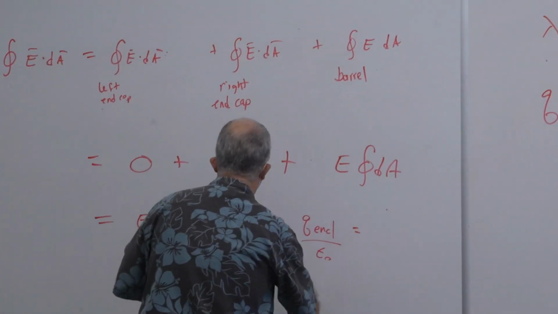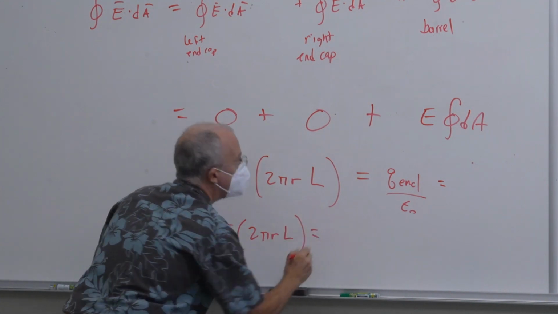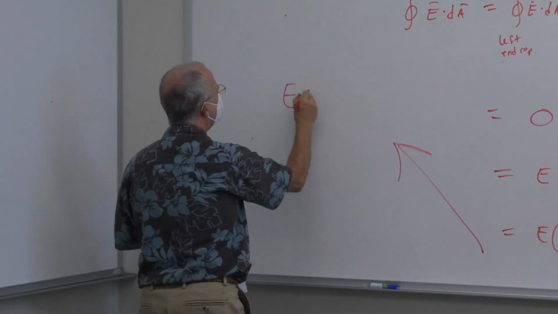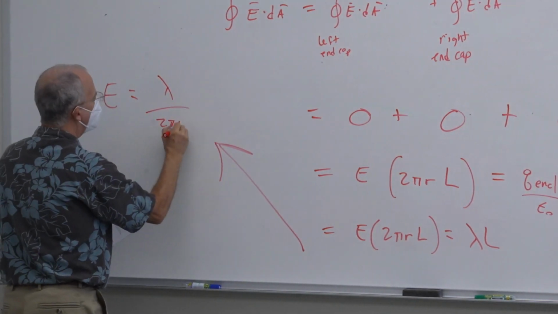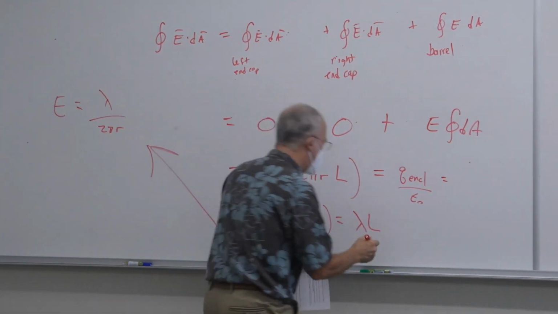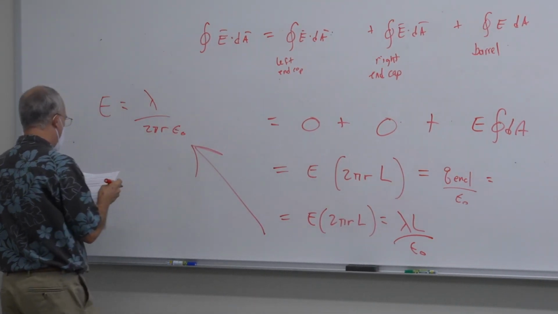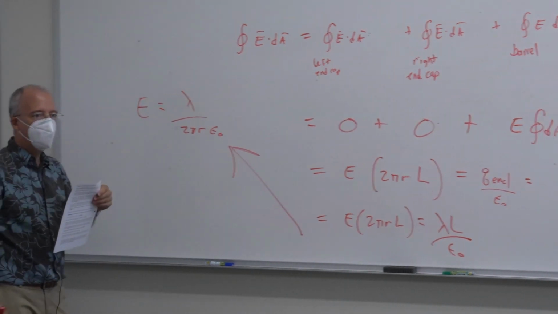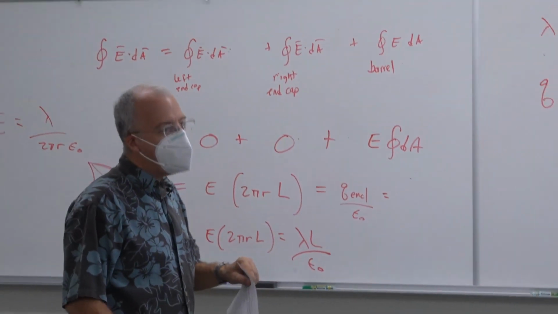So now we have E times 2 pi r L equals lambda L. Therefore, what's E? The L's go away, so we just get lambda over 2 pi r. Oh, I forgot my epsilon naught. I always forget that epsilon naught. So it's lambda over 2 pi r epsilon naught. So what do you think? How long did that take compared to the other method?